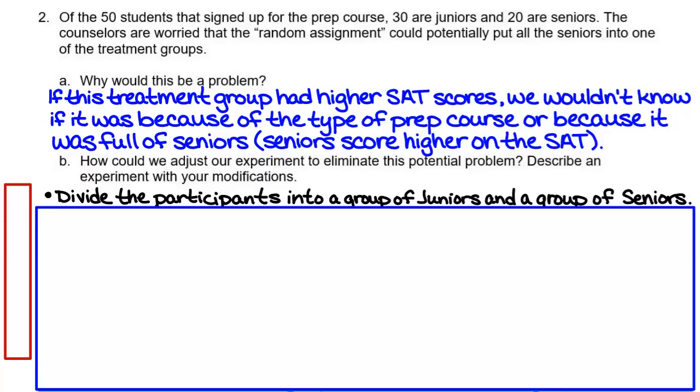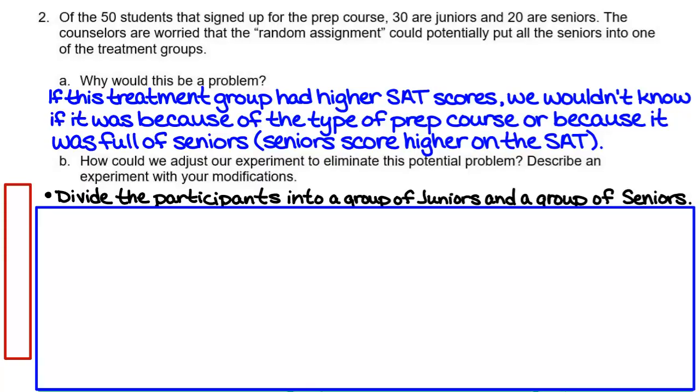This feels like stratified sampling, but it's not. Stratified sampling is how we get the people that are going to be involved. Here we already have the people that are involved, but we break them into homogeneous groups. These groups are called blocks in this type of experimental design. So we have a block of all juniors and a block of all seniors.